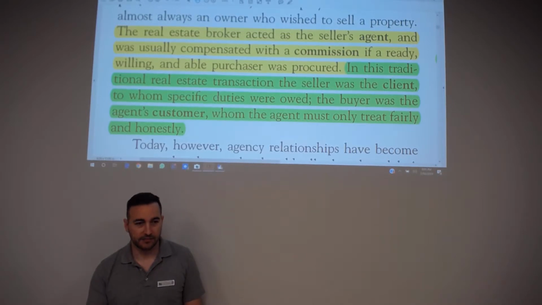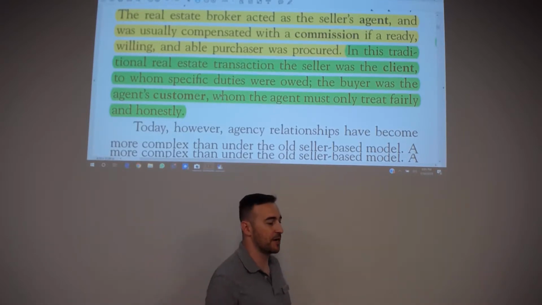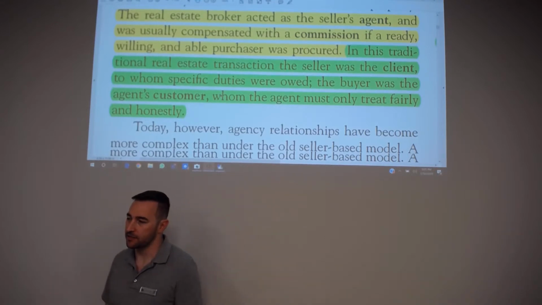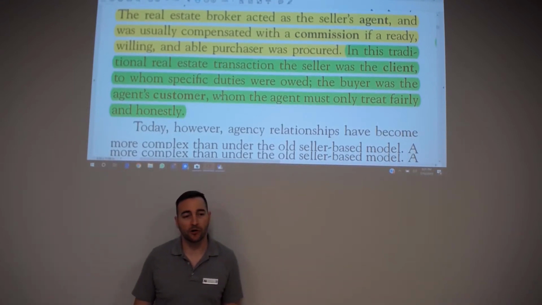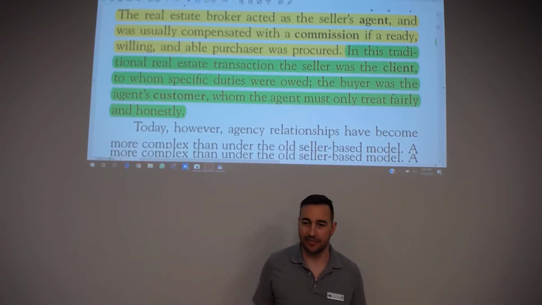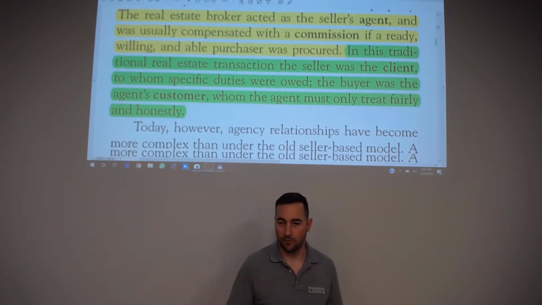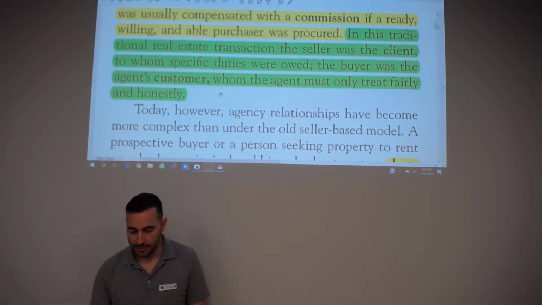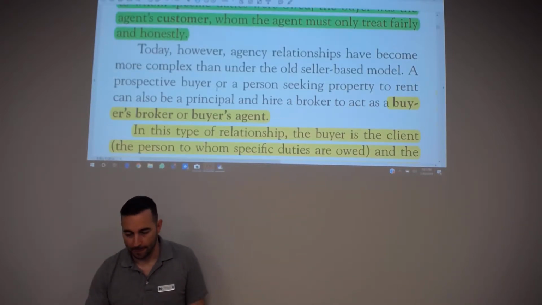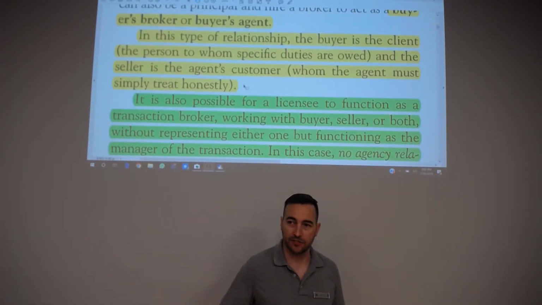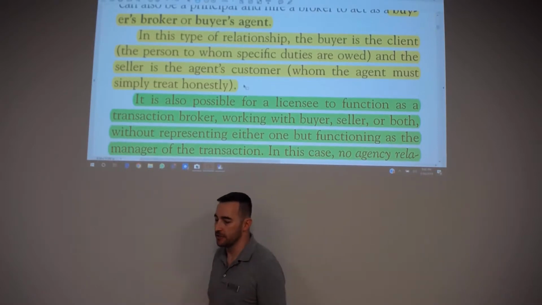Now, it says here, today, however, agency relationships have become more complex than under the old seller-based model. A prospective buyer or a person seeking property to rent can also be a principal and hire a broker to act as a buyer's broker or buyer's agent. So nowadays, a buyer would want to seek that kind of protection and be represented by a realtor as well. In this type of relationship, the buyer is the client to whom specific duties are owed, and the seller is the agent's customer, whom the agent must simply treat honestly.